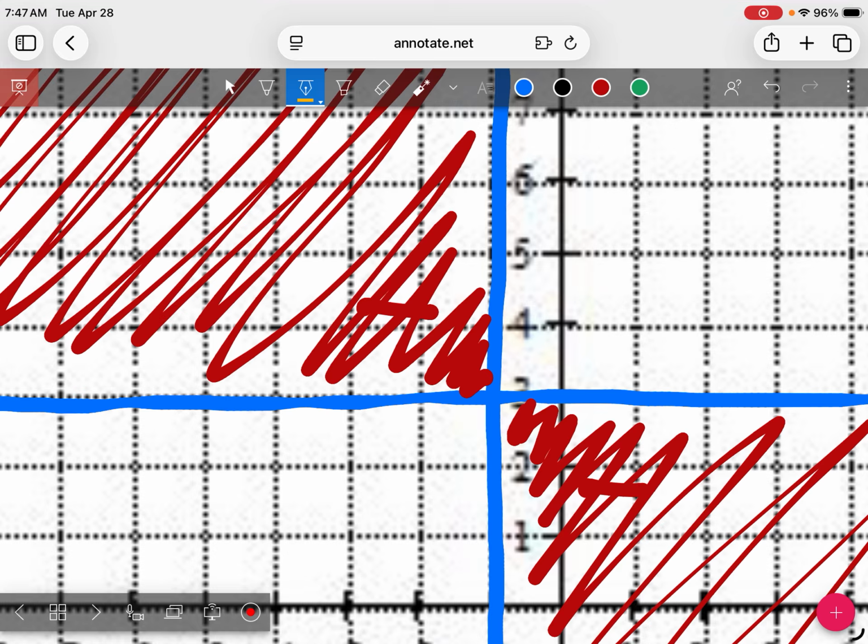Go to the cross. A is 3, so you got to hop up 3, take a step in. Right 3, take a step in. Left 3, take a step in. Down 3, take a step in. From the cross.